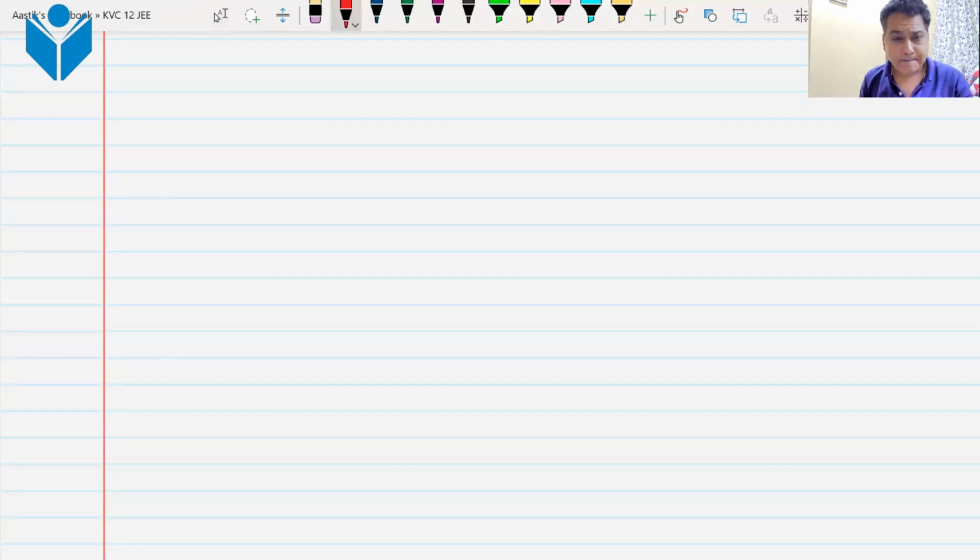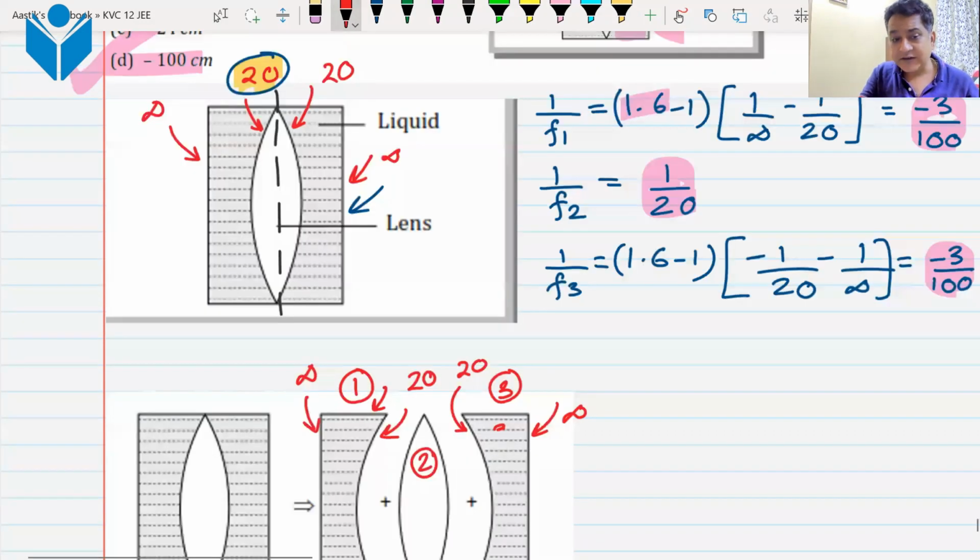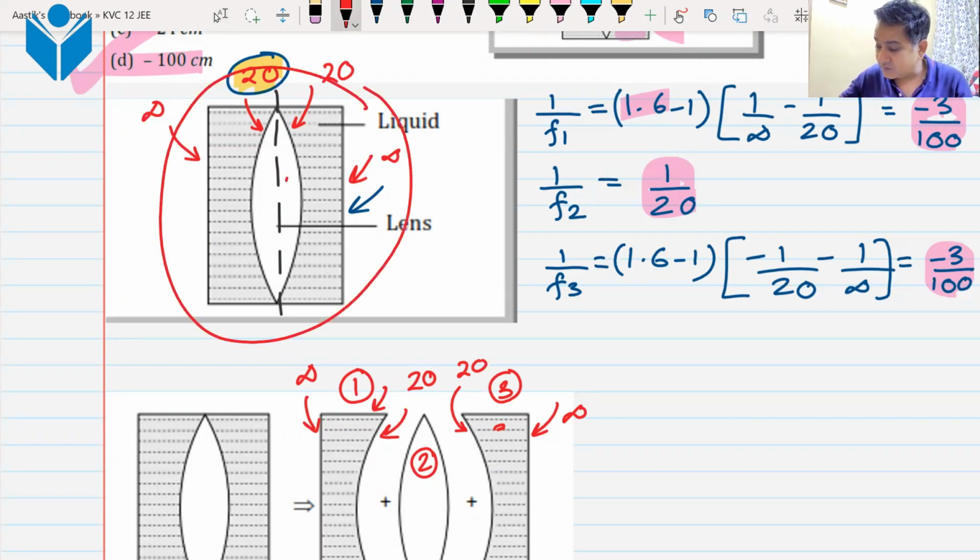Excuse me, sir. Yes, beta. Sir, can't we use the formula f by fa equals refractive index of air by refractive index of medium minus 1? For which case do you want to use that formula? The fourth question, beta. The problem with that is they are not asking what is the focal length of this lens kept in medium. They are asking what is the focal length of this combination. They have created a combination of lens and then they are placing it in some other medium. Do we understand this? Yes, sir.